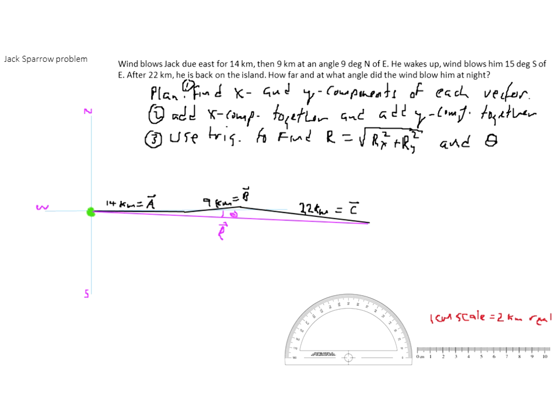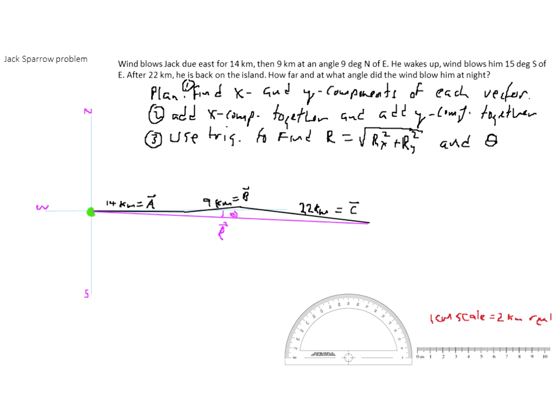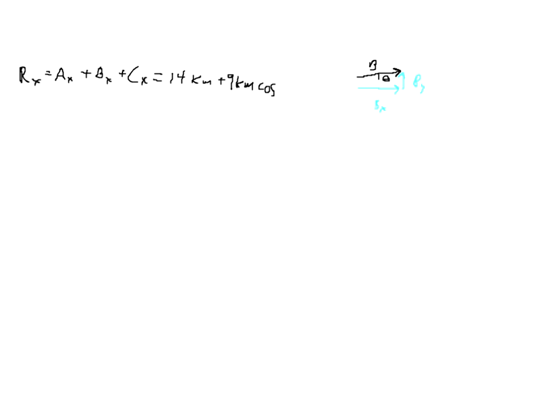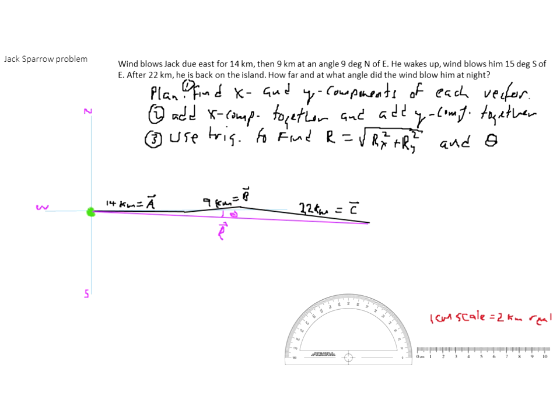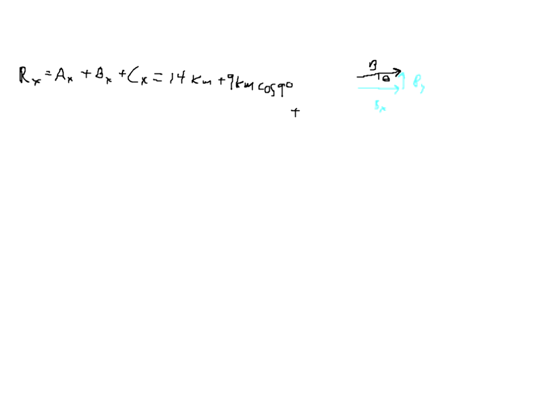Yeah, in my notes, I've got my notes here, but I wrote the wrong numbers down, which wasn't very smart, because I have in my notes a different number. Cosine of 9 degrees plus 22 kilometers times the cosine of 15 degrees. Oops, wrong way.